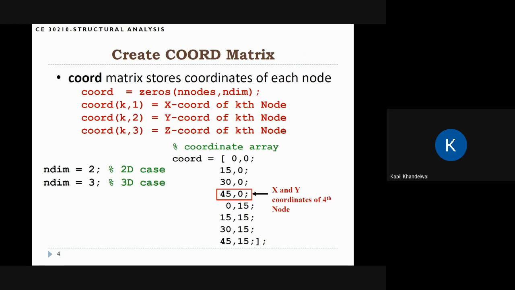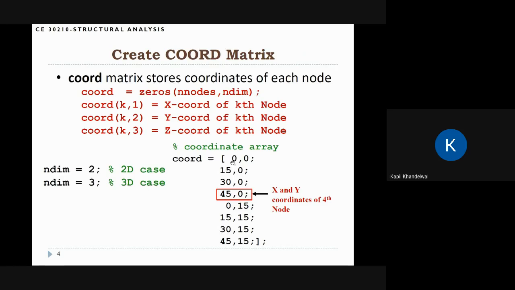Then we created a coordinate matrix. The coordinate matrix is essentially storing the coordinates of each node. So it's X and Y coordinates in the 2D case, and X, Y, and Z coordinates in the 3D case. For now, we are just considering the 2D case, but if you're using the 3D case, just make sure to use the coordinate variable accordingly. Here I'm calling it ndim, and I'm putting ndim as 2 for the 2D case, and ndim is 3 for the 3D case. So these are the coordinate entries for our structure.